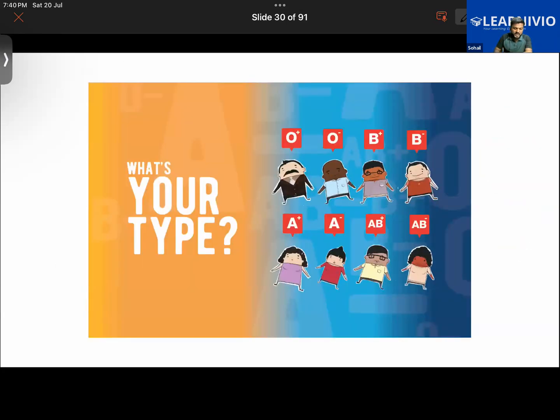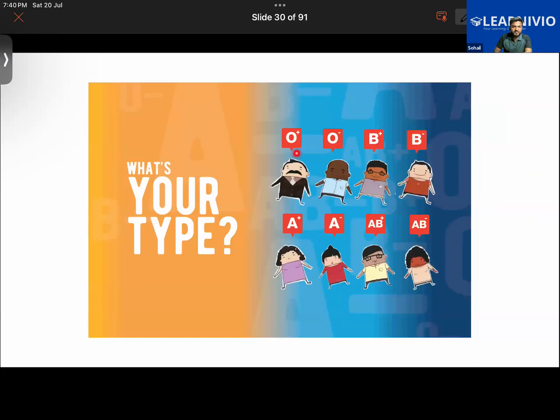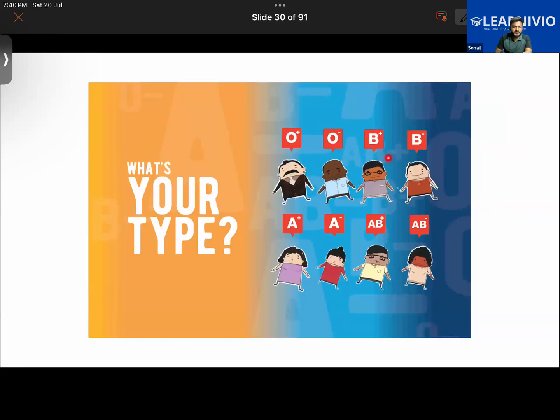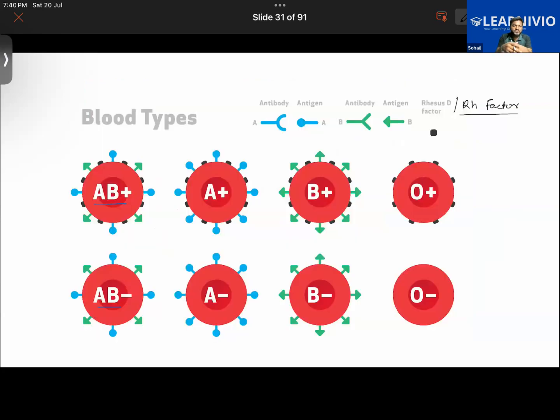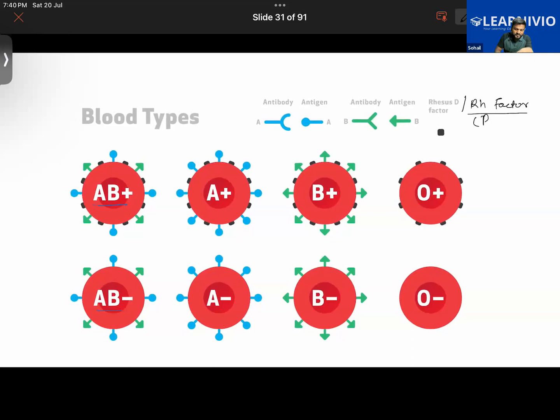Then talking about how we determine whether it's O positive, O negative, B positive, B negative, or A positive, A negative: that is because of another type of protein called Rh factor present on the surface of red blood cells. The black dot that you see represents the Rh factor. What is Rh factor? It's another protein present on the surface of red blood cells. If it is present, it is going to be positive. If it is absent, it's going to be a negative blood group.